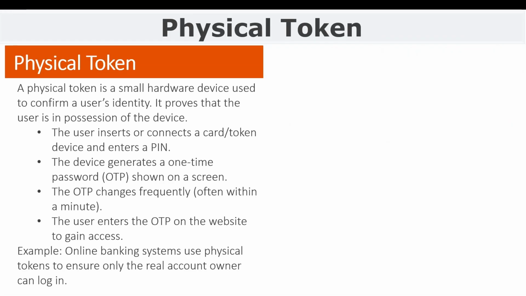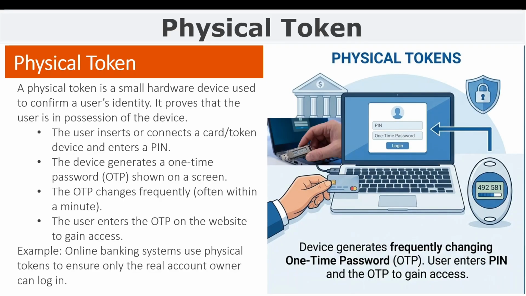Next is the physical token. A physical token is a hardware device that is used to confirm a user's identity. It provides a user that has possession of the device an OTP, or one-time password. And when the user inserts that card or token device into the computer, so in this case, as we see here, it could either be the token in the form of a pen drive or a card, right? And when that is done, the token is generated, okay, and the person needs to enter the token.